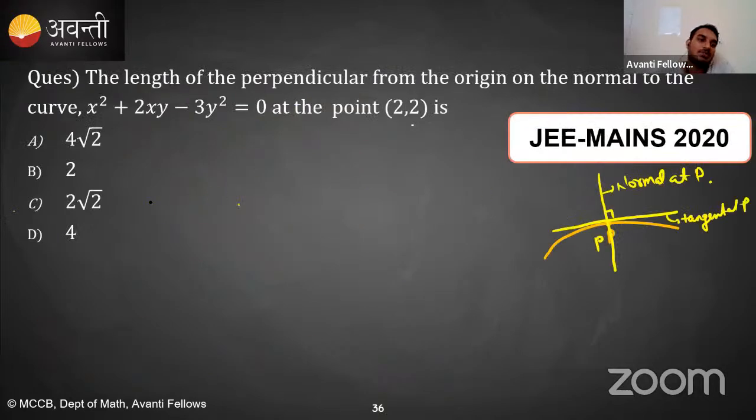So which option? C option. Yes, very good, Janvi Balari. Absolutely correct. So C is the right answer. Very good. Clear everyone? See how easy the question was.